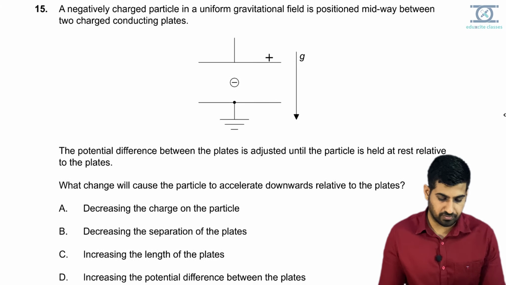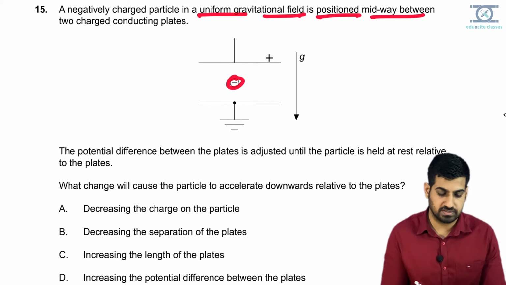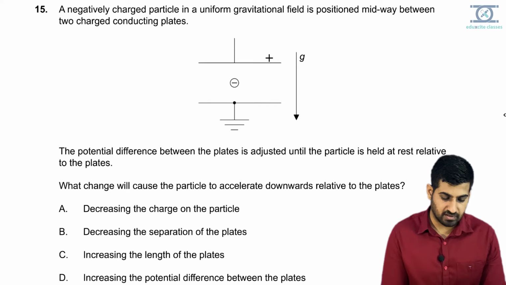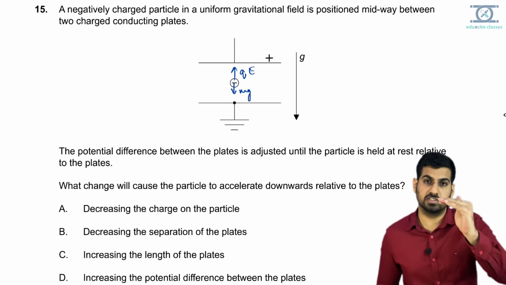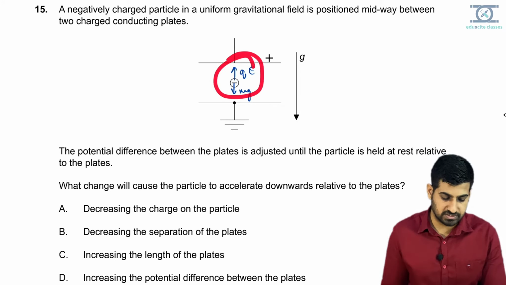Now question number 15. A negatively charged particle in a uniform gravitational field is positioned midway. So this is negatively charged, this is positive, this is earthed, so it is 0. So mg will be acting in the downward direction due to the gravitational force, and an electric force QE toward the positive plate because it is a negatively charged particle. So these two forces are acting.